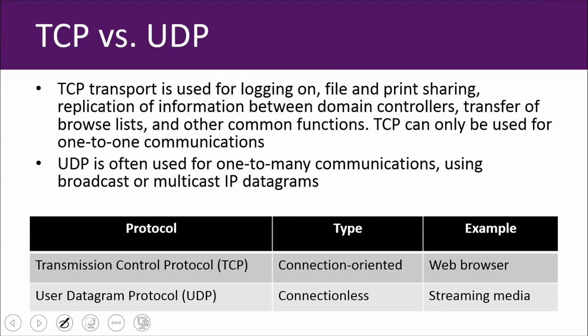All right, so like I mentioned there, if you're web browsing, you're probably going to be using TCP. If you're streaming media, probably going to be using UDP. TCP is only used for one-to-one communication, and UDP can often be used for one-to-many communication. So for broadcast or multicast. Broadcast, of course, we covered that.